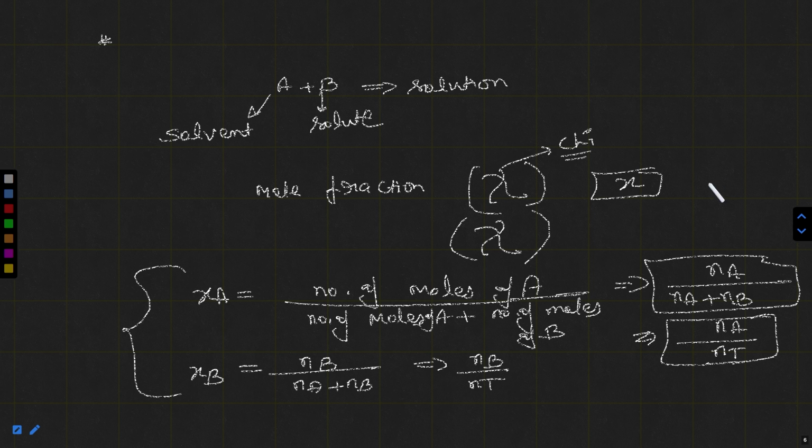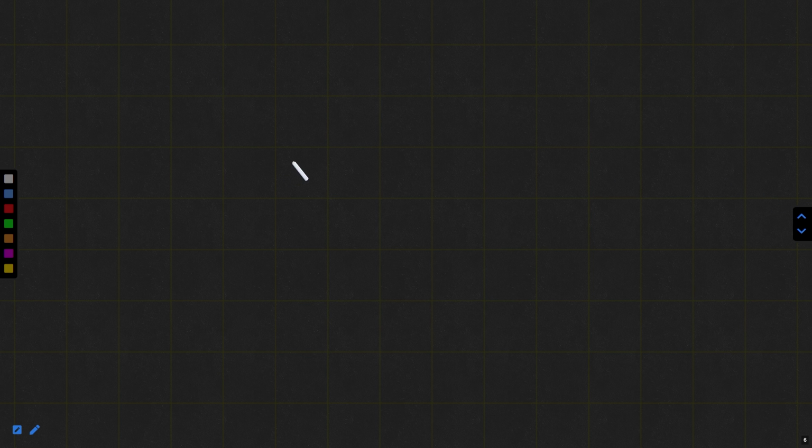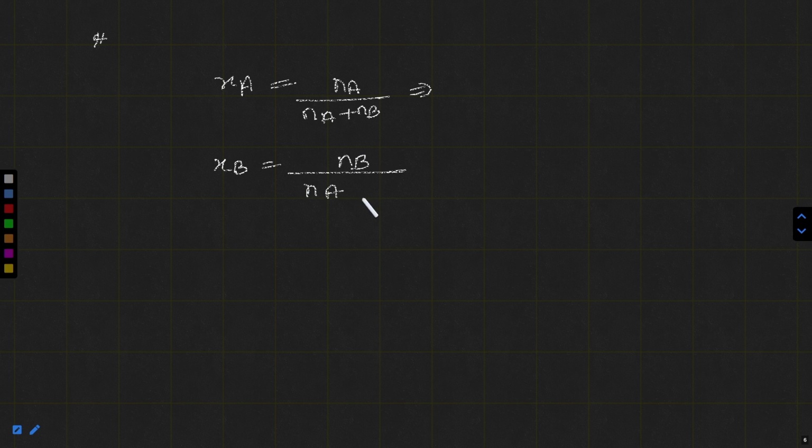Yes, definitely. Suppose the solution is made up of only two components, one is solute, another is solvent, and you have calculated chi A. Chi A is nothing, that is Na divided by Na plus Nb. Similarly, you can calculate Xb, which will be Nb divided by Na plus Nb, or you can write Na divided by Nt, and Nb divided by Nt. What is this Nt? Nt is the total number of moles.